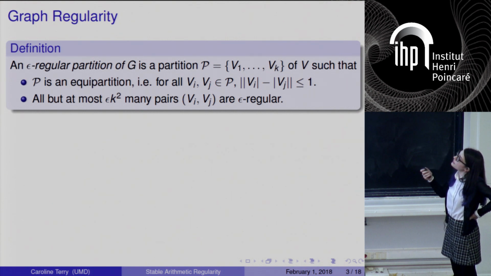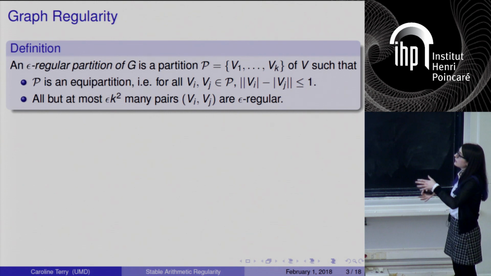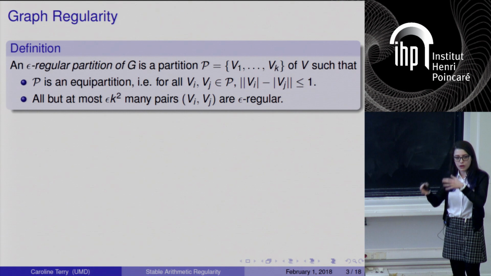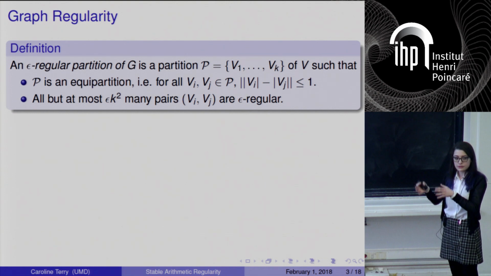So the idea here is I've broken my graph into k parts. There are on the order of k squared pairs of parts you could look at, and this is saying that all but a very small proportion of them are epsilon regular. So all but an epsilon proportion are uniform with this parameter epsilon.